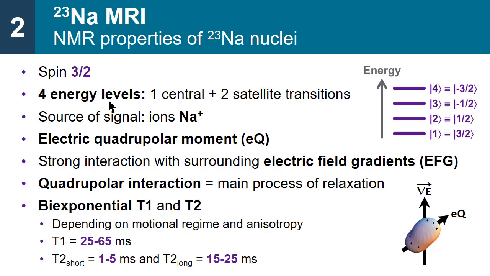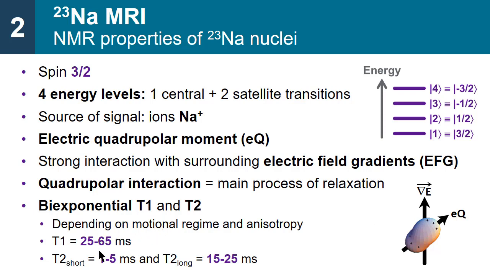So sodium is a spin 3/2, so it has 4 energy levels, which is different from proton. And the main source of the signal is going to be simple ions. Since you have a spin 3/2, it's going to have a quadrupolar moment, which is going to interact very strongly with the surrounding electric field gradients. This quadrupolar interaction is going to be the main relaxation process for the sodium in the body, and it's going to result in a bi-exponential T1 and T2.